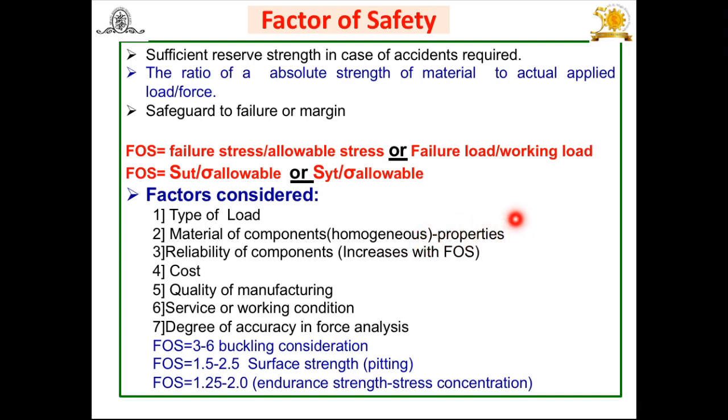So generally, if we are going to use cast iron as a material, you will find the value of FOS should be more compared with a ductile material. Then reliability of component. Cast iron is a brittle material and it does not show much deformation. There is a sudden failure. That's why the FOS should be high. As the reliability increases, the value of FOS increases.